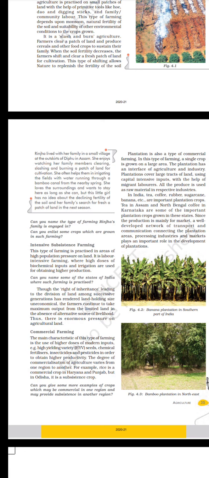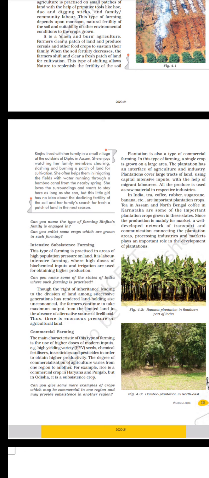Rinja lived with her family in a small village at the outskirts of Dipu in Assam. She enjoys watching her family members clearing, slashing, and burning a patch of land for cultivation. She often helps them in irrigating the fields with water running through a canal from the nearby spring. She loves the surroundings and wants to stay here as long as she can.